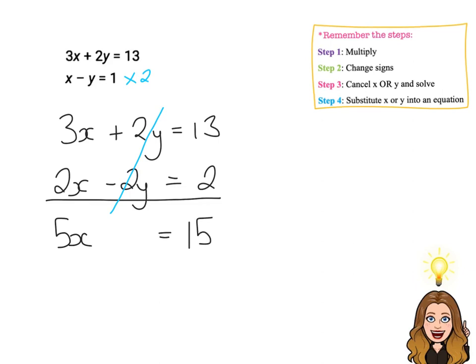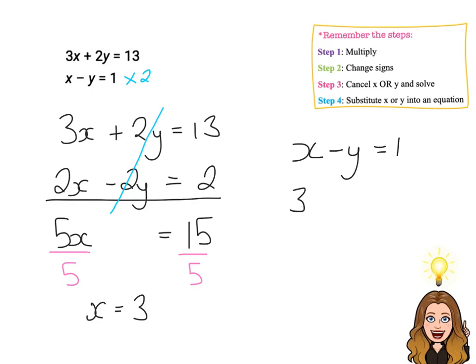So we divide by the number in front of the variable, which is 5. So x will automatically give me 3. And now I use step 4, substitute x or y into the equation. So in this case we're substituting in x. The easiest equation to take is the bottom one here, but it doesn't matter which one you choose because it'll work out either way. So we have x minus y equal to 1.